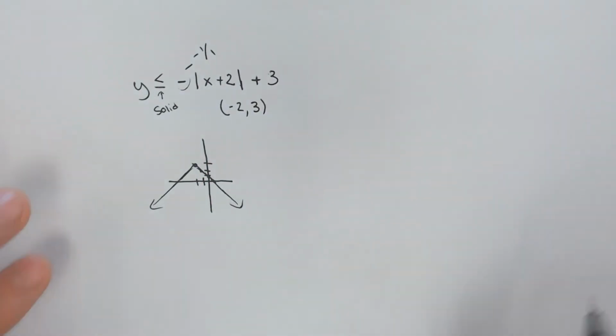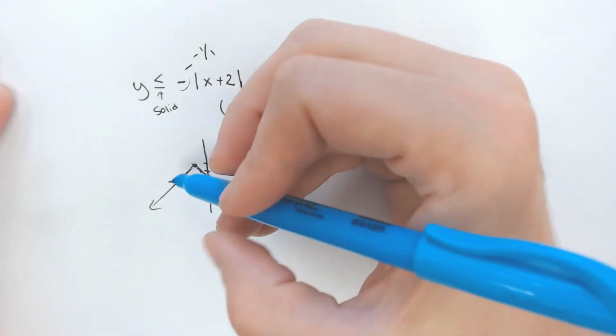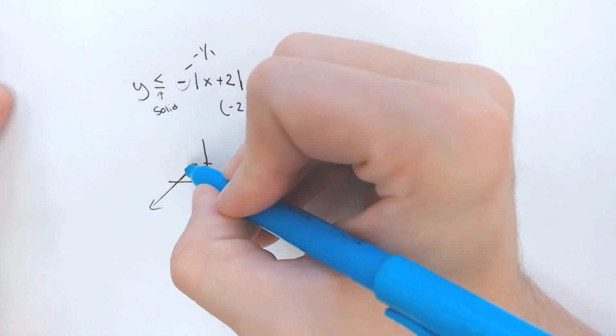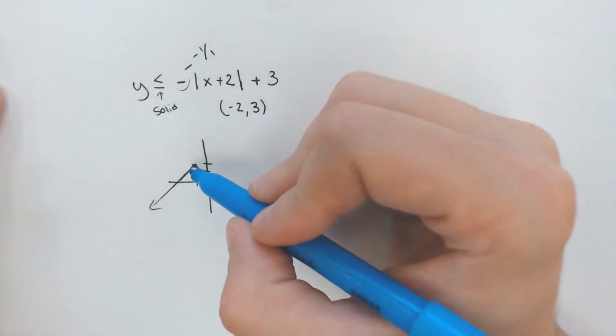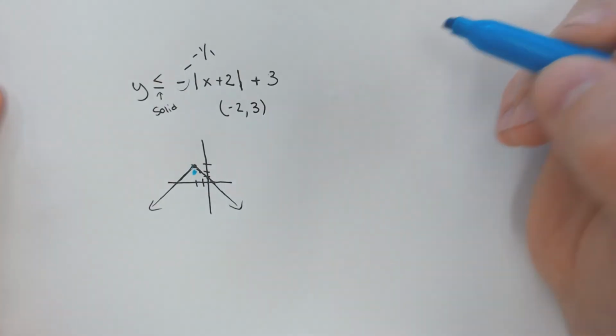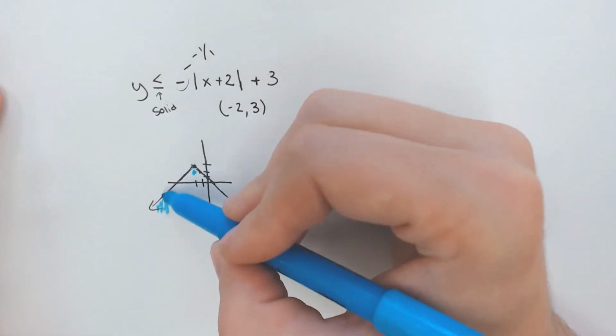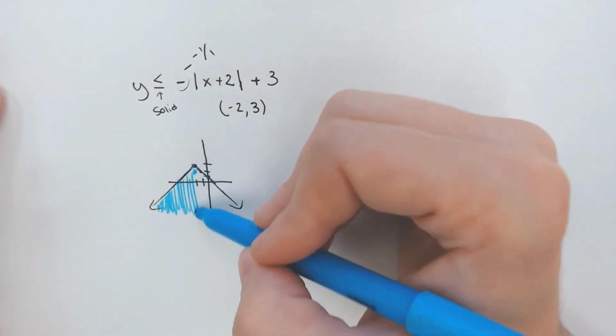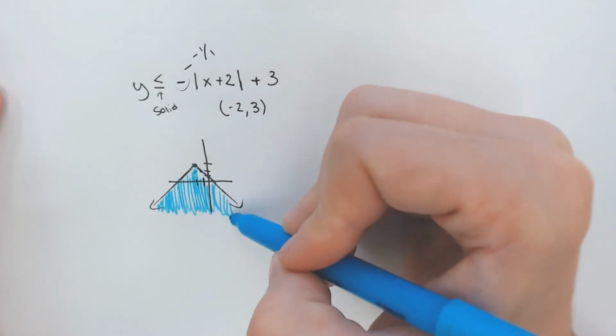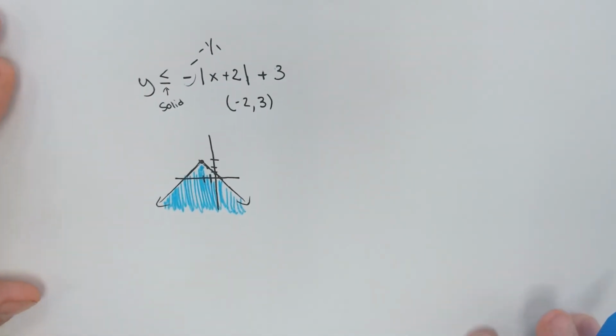And then ask ourselves, how is this going to have to be shaded if it is less than? Well, if it's less than, that would mean that I need to shade below this vertex. So directly below this vertex is right here. And it would be everything below the lines that we have drawn as well. And I would be shading that part.